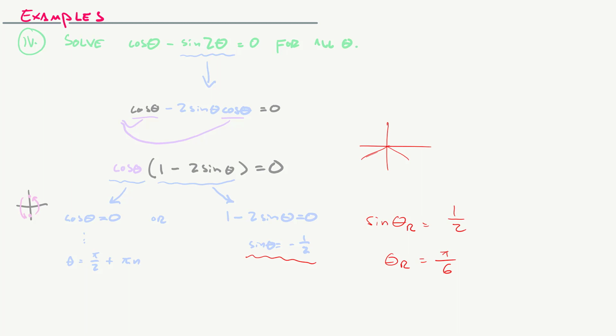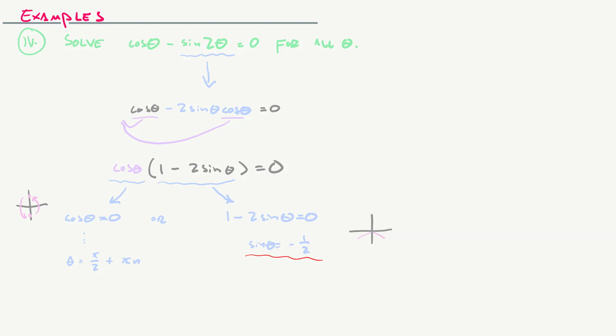Pi over 6 is the angle that spits out a 1/2 as the y-coordinate. So then my answer is going to be the pi over 6 equivalent in quadrant 3 and the pi over 6 equivalent in quadrant 4, such that these reference angles are pi over 6. So this one here would be 7 pi over 6, and this one here would be 11 pi over 6. So I get 7 pi over 6 plus pi over 2, and 11 pi over 6 plus pi over 2. I did not do that.